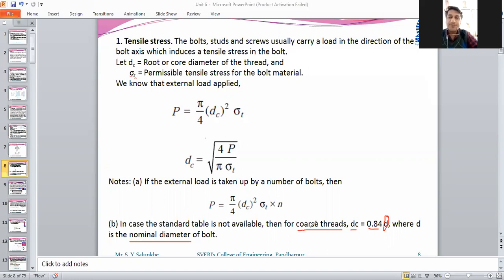when a non-standard bolt is used, in which case the term coarse threads is used. In that case, this core diameter is taken as 0.84 of the nominal diameter, while designing any bolted joints.